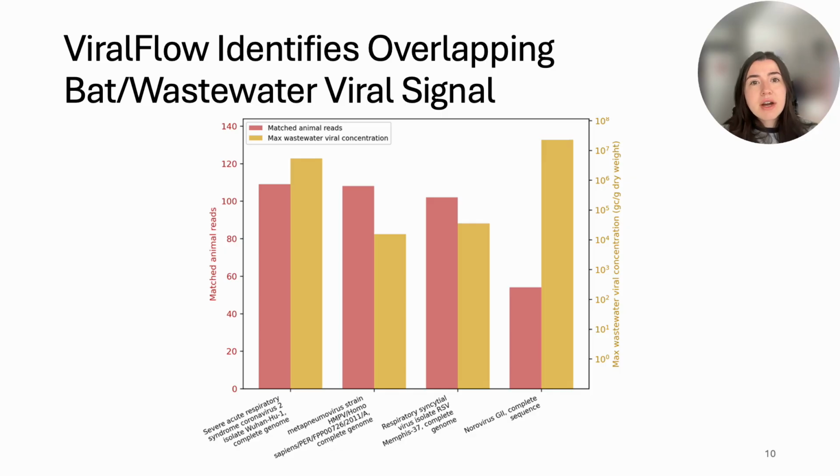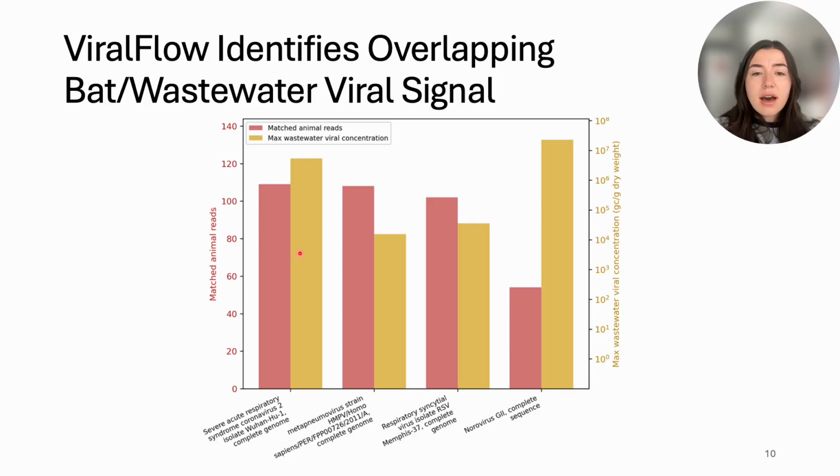And so in testing ViralFlow, we demonstrate identification of SARS-CoV-2, again like in the previous file, using bat data among other viruses down here on the x-axis as overlapping in the bat metagenomic sample here in red. So these are the reads that overlapped with the viral genome, and the wastewater viral signal in yellow. So this is the concentration found in wastewater samples.